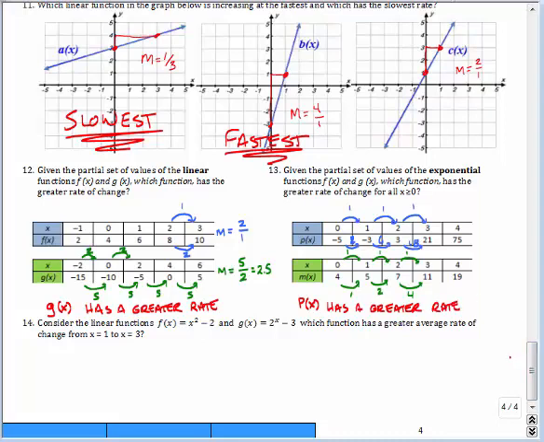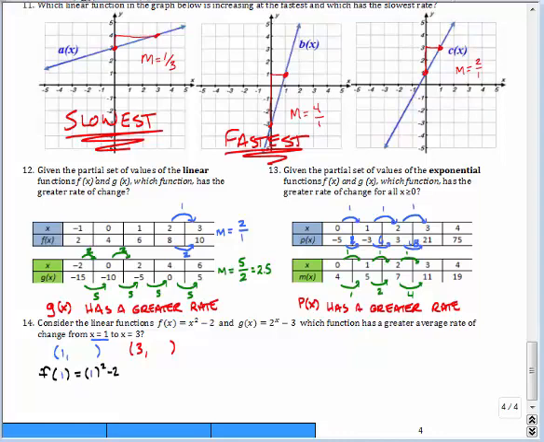All right, the last one. Consider the linear function f of x equals x squared minus 2 and g of x equals 2 to the x minus 3. Which function has a greater average rate of change from x equals 1 to x equals 3? All right, so this is just basically doing this twice. So first we're going to start with the point 1 and plug it into the first function. And then we're going to also have the point 3 and plug that into the function and then find the slope. So for this one, I have f of 1 is equal to 1 squared minus 2.